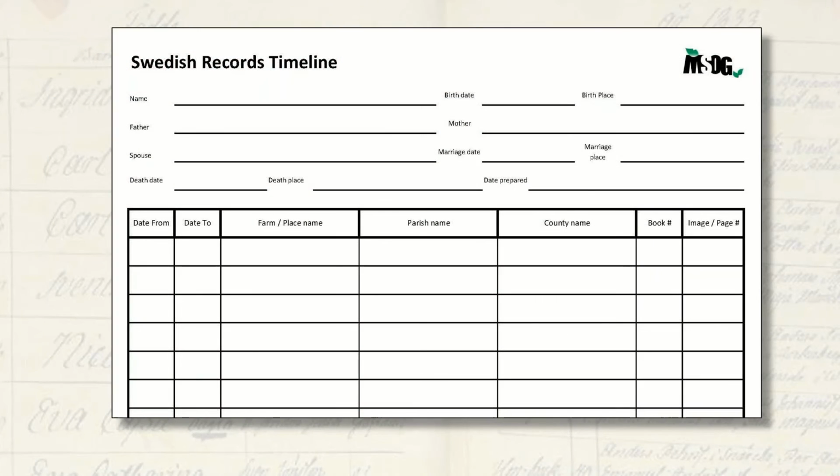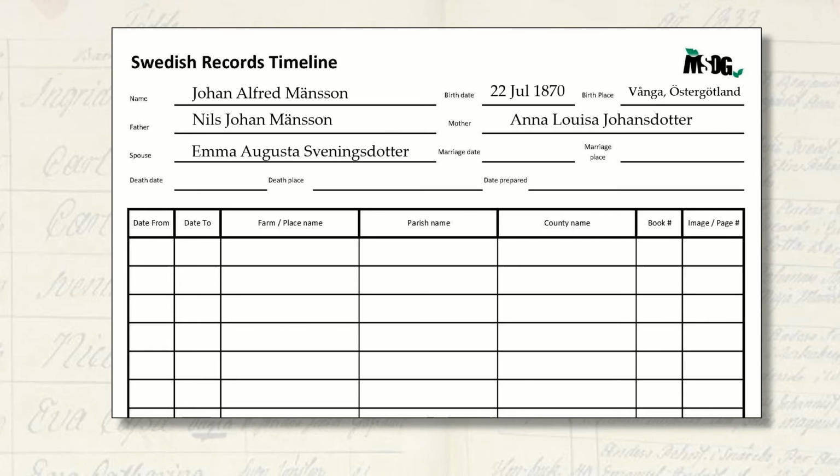Take a look at the top half of the page, and you fill in the names such as Johan Alfred Monson, his birth date, the place he was born, his father's name, mother's name, spouse name, marriage date, the place, his death date, where he died, and the date that you prepared this. Now you just fill in as much information as you can.